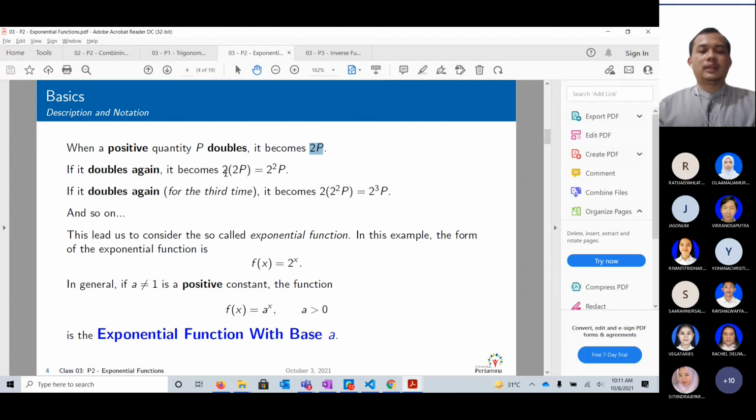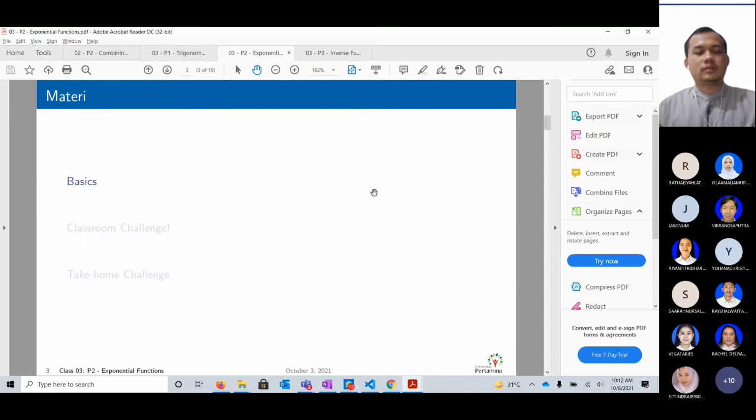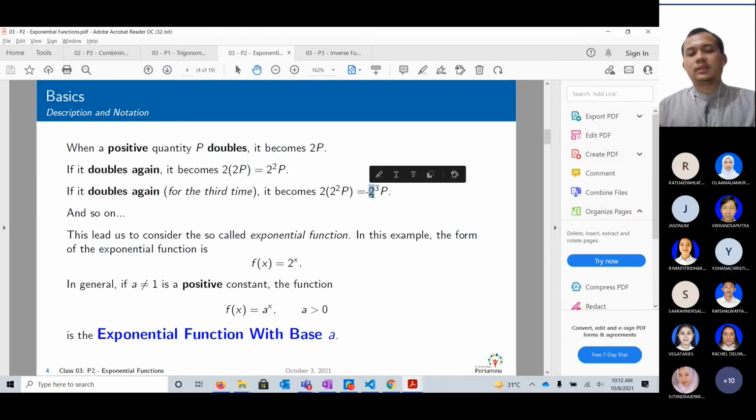It becomes 2 times 2 times P. So we have 2 squared P. At the 30th year, after the next 10 years, it doubles again. It becomes 2 times 2 squared P. We have 2 cubed P, and so on. So we see here that we have a certain number powered by something. In this case, we can consider a function that looks like this.